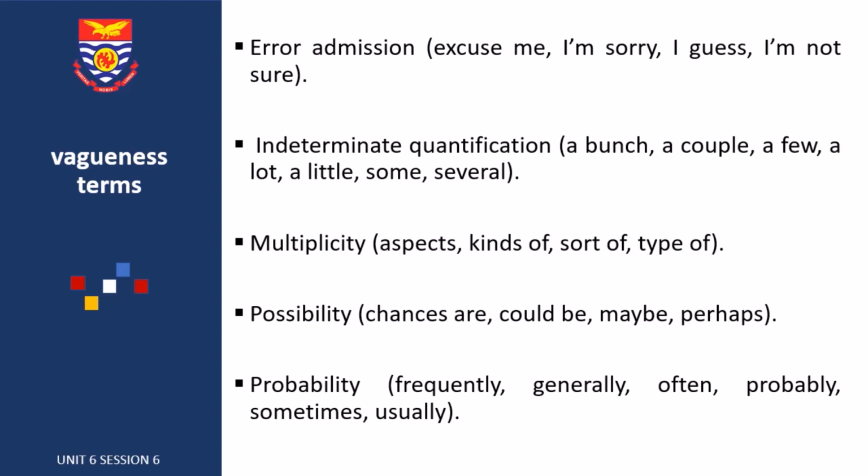And we also have the last one, which is talking about probability. Now with probability, you are saying frequently, generally, often, probably, sometimes, usually. These words are vague words which you have to do away with when you are presenting information.